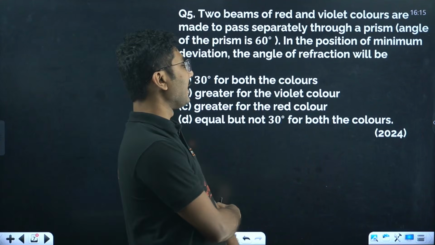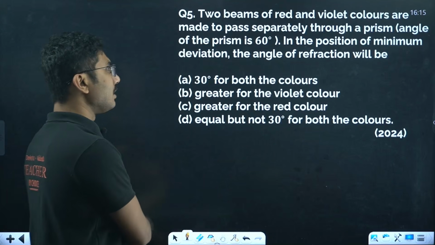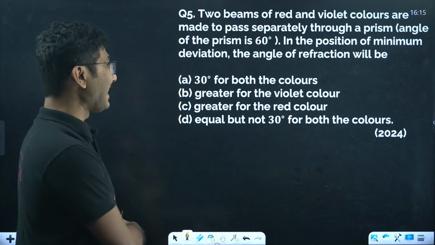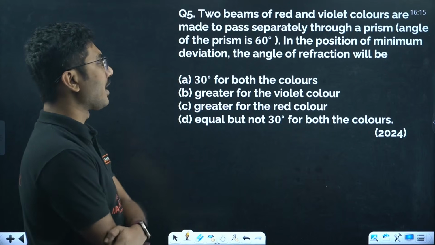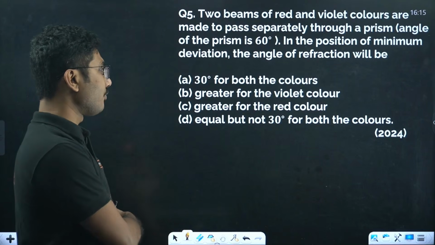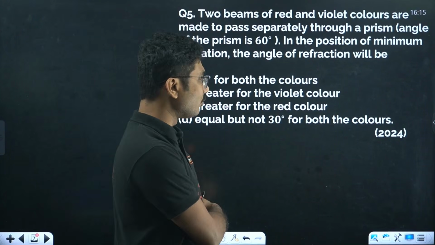Two beams of red and violet colors are made to pass separately through a prism of the prism angle 60 degrees in the position of minimum deviation. The angle of refraction will be 30 degrees for both the colors, greater for violet color, greater for red color, equal but not 30 degrees for both the colors.